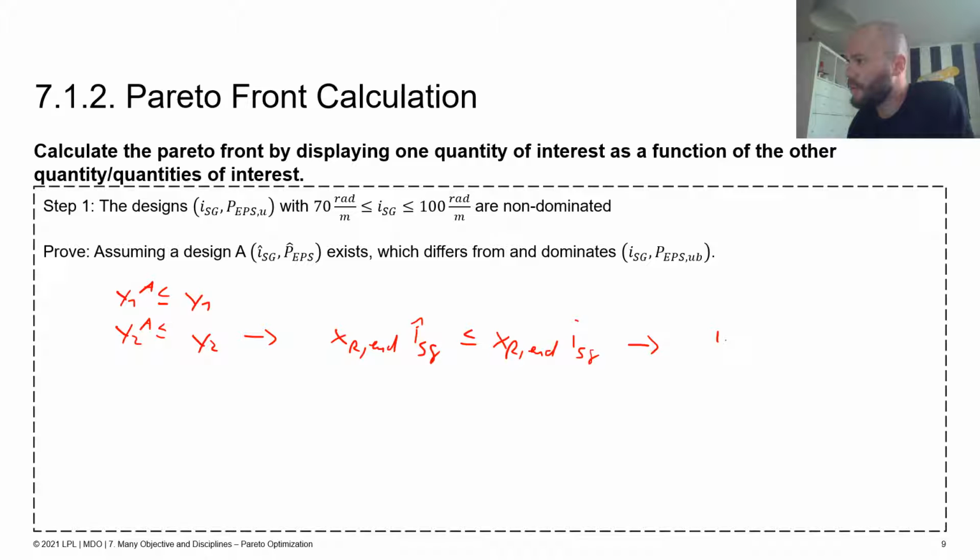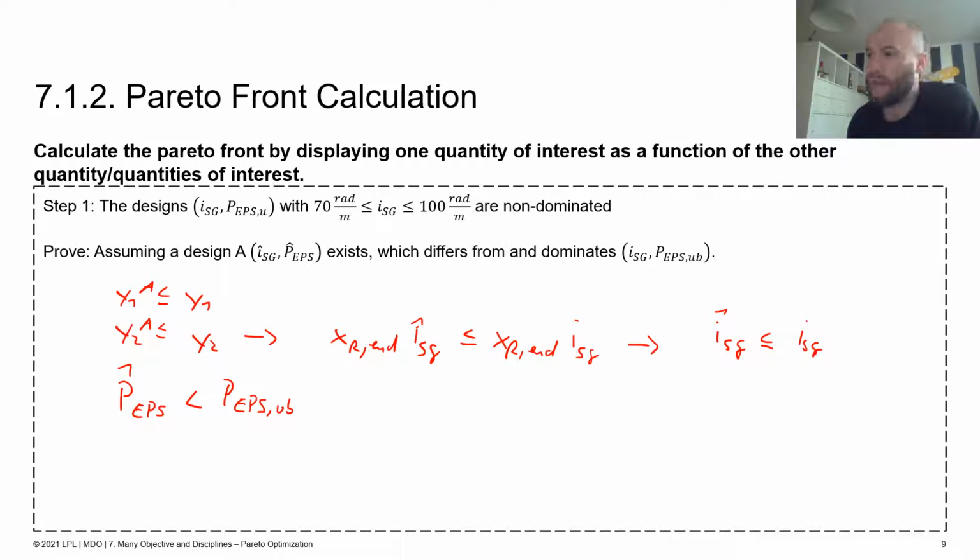So we know that I roof is smaller or equal than our I from the Pareto front. But since we are assuming that our design is different from the one we have at the Pareto front, that means that our power of design A, our power of the EPS, must be smaller than the upper bound, because the upper bound is part of the Pareto front.